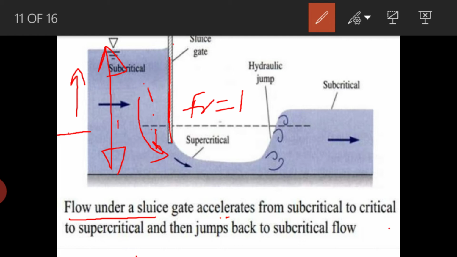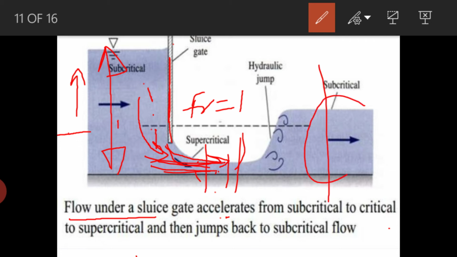Then when it comes down, it shoots out with a very high velocity and high kinetic energy. Here the depth is lesser than the critical, and the Froude number will be more than 1, meaning it is changing from supercritical to subcritical. Again, if you take the depth here, it will be more than the critical, hence this flow represents the subcritical.